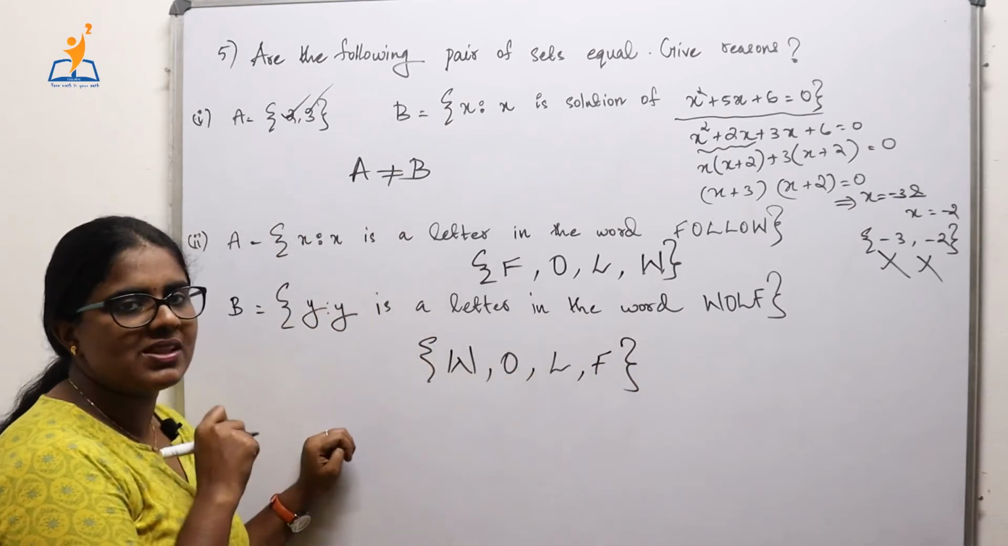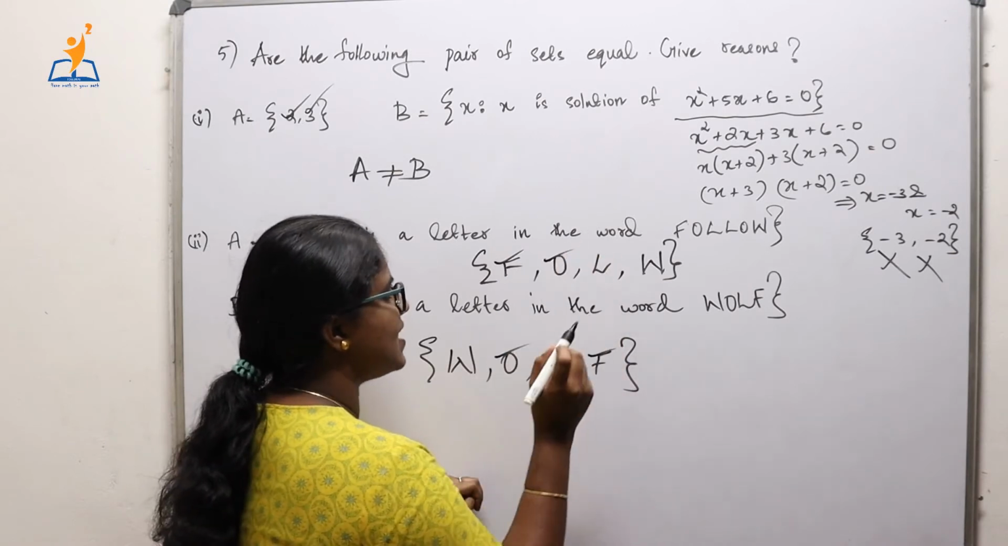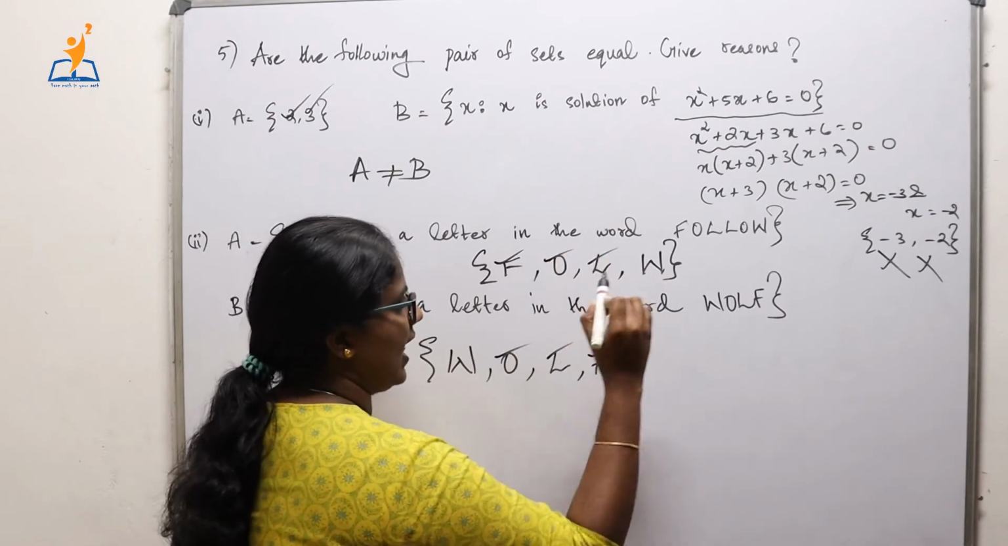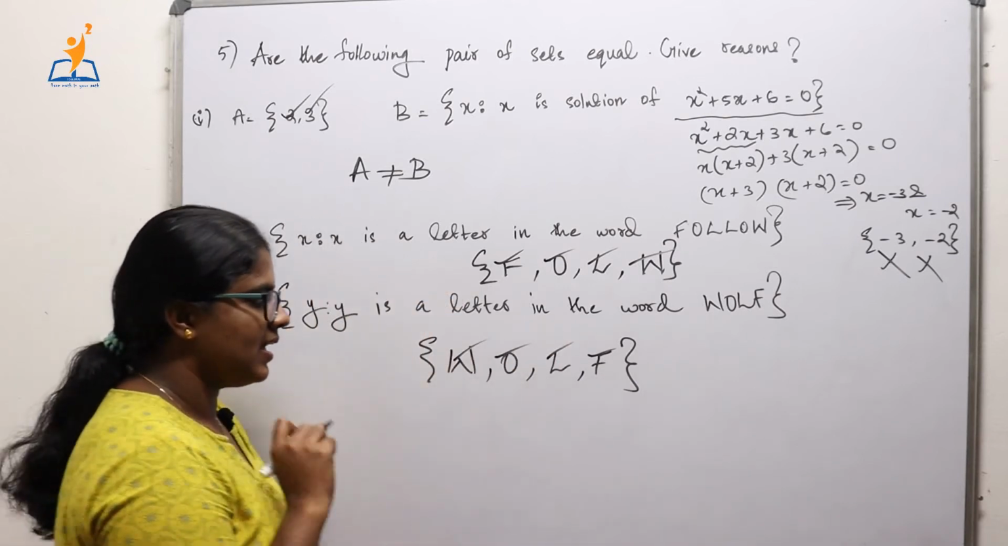Now we have to check whether A equal to B. F is here, F is here also. O is there, O is here. L, W, W. So every element of A is there in B.